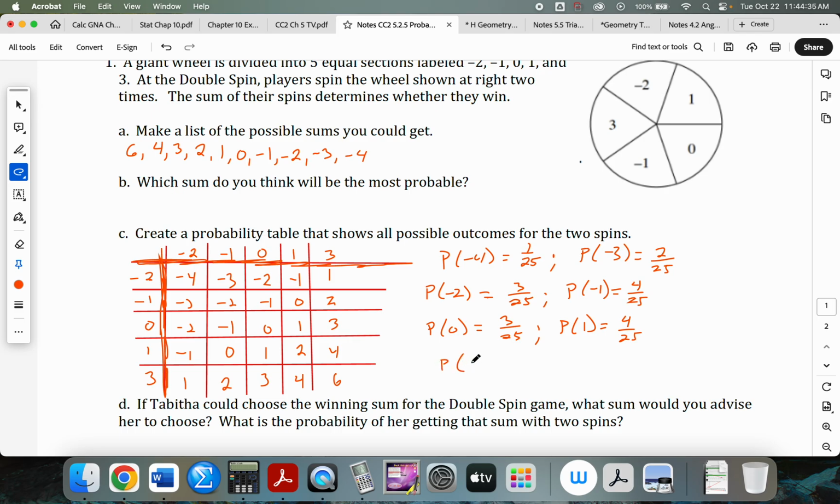Probability of getting 2. It should be 3. 1, 2, 3. 3 out of 25. Probability of getting a 3. Is it just 2 out of 25? Probability of getting a 4 is also 2 out of 25. Probability of getting a 6 is only 1 out of 25.